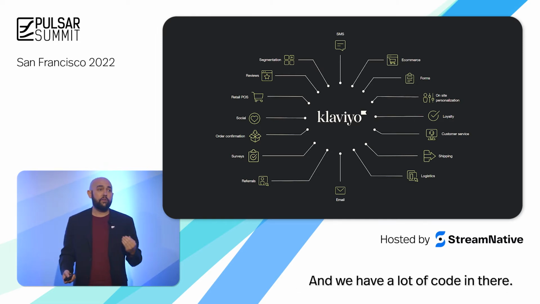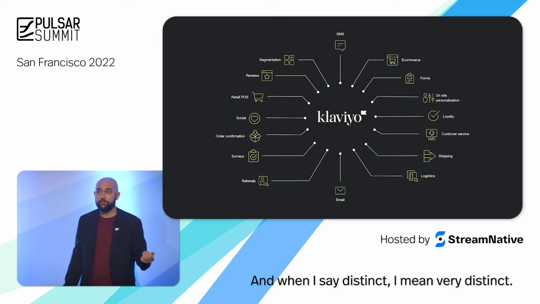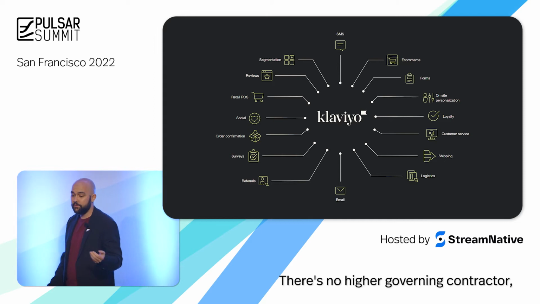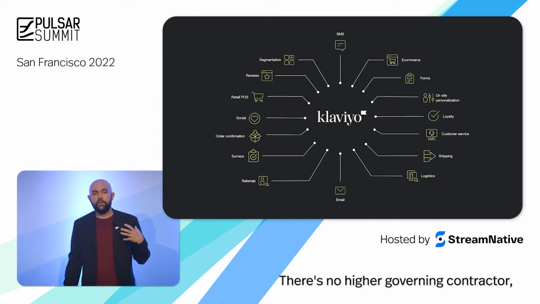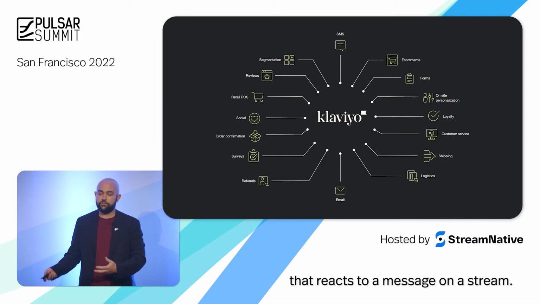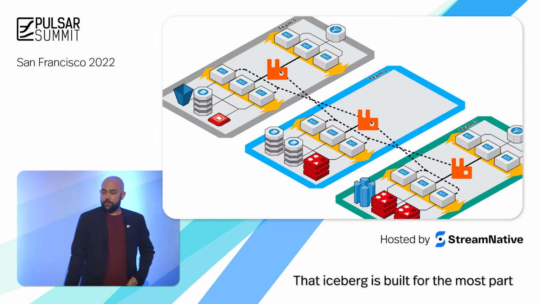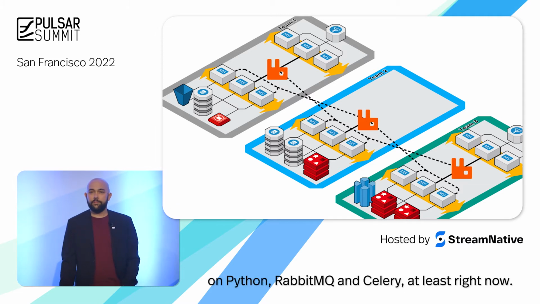And we have a lot of code in there. We have multiple thousands of queues, each driving a distinct workload. And when I say distinct, I mean very distinct. There's no higher governing contract or Flink-style job manager that things run within. It's you write a callback that reacts to a message on a stream. That iceberg is built, for the most part, on Python, RabbitMQ, and Celery, at least right now.